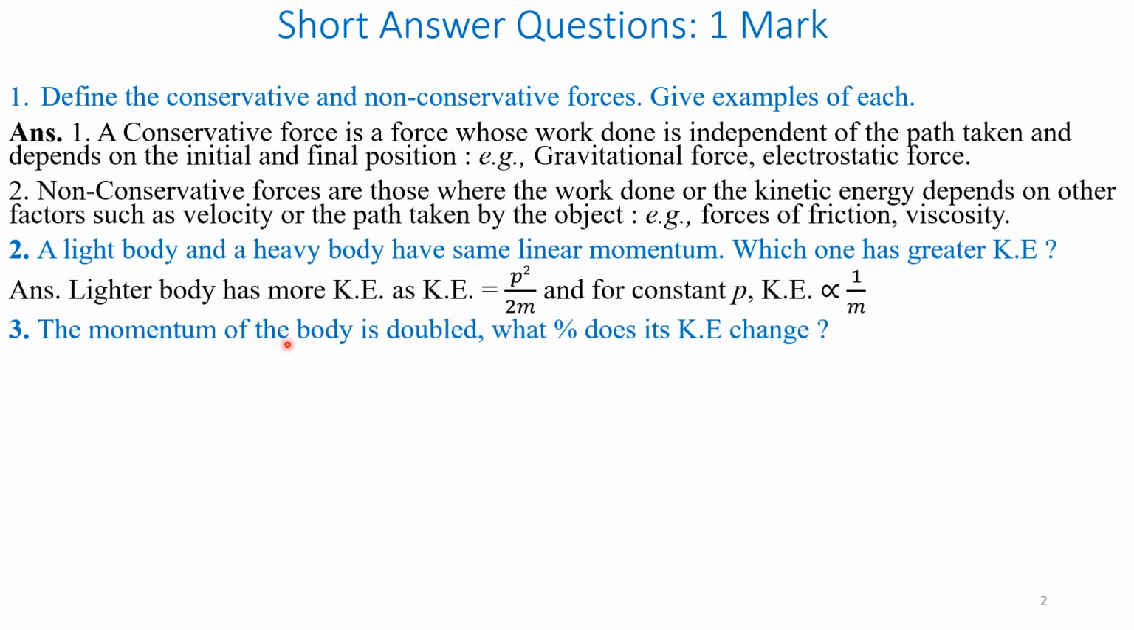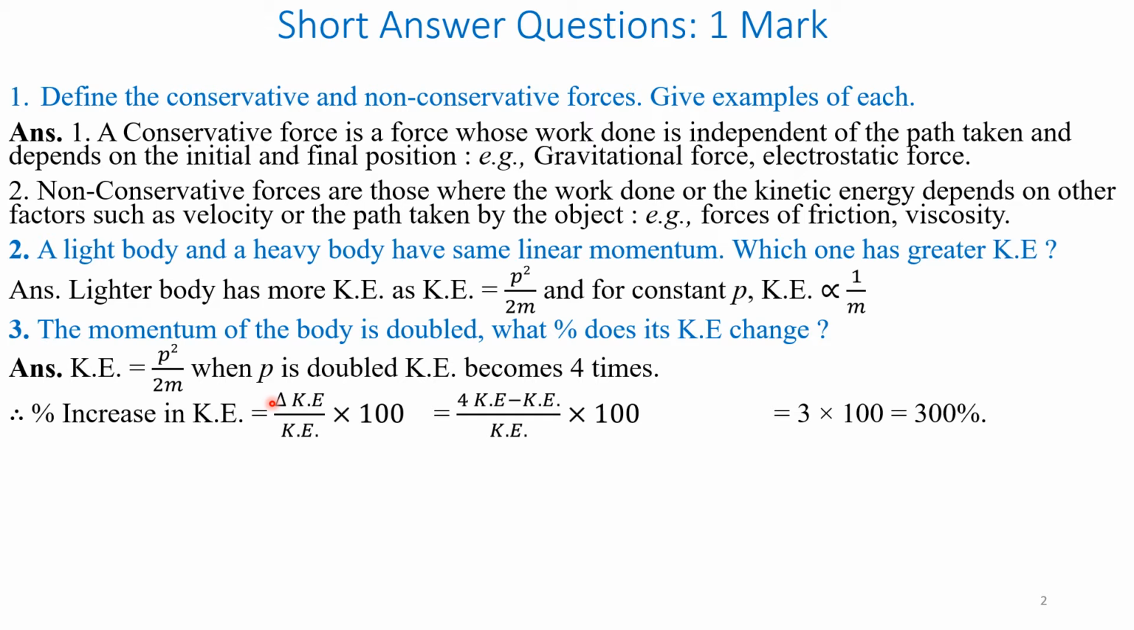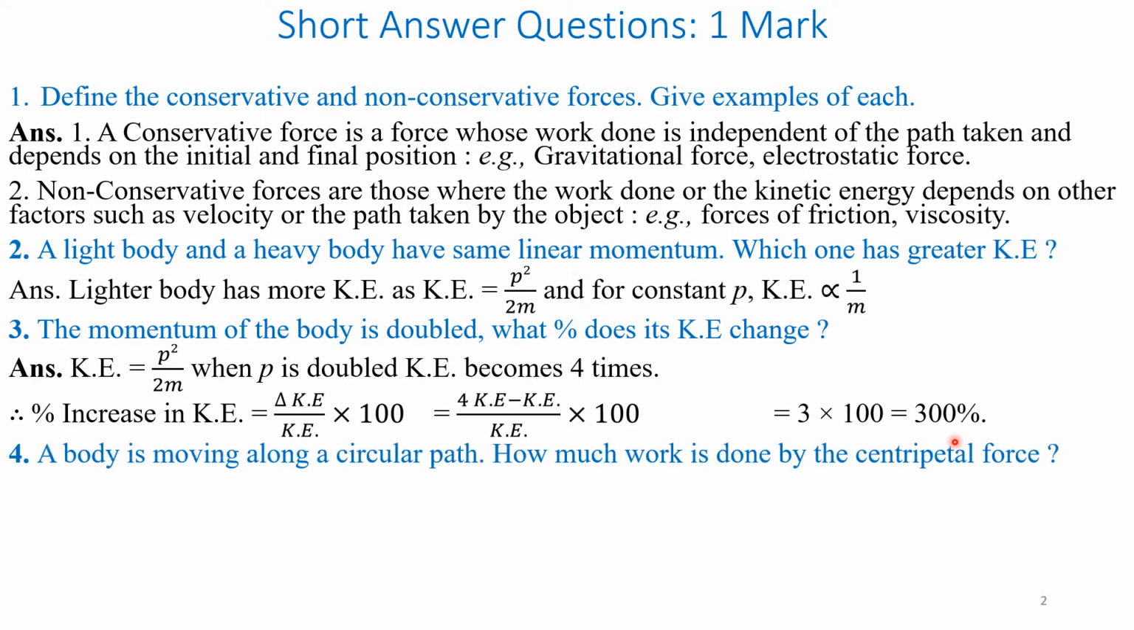Question 3. The momentum of a body is doubled. What percentage does its kinetic energy change? Answer. Kinetic energy equals p square by 2m, where when p is doubled, kinetic energy becomes 4 times. So percentage increase in kinetic energy is equal to delta KE by KE into 100. So delta KE is 4 KE minus KE divided by KE, that is equal to 3 into 100, 300%.